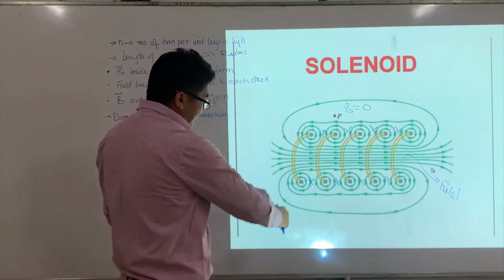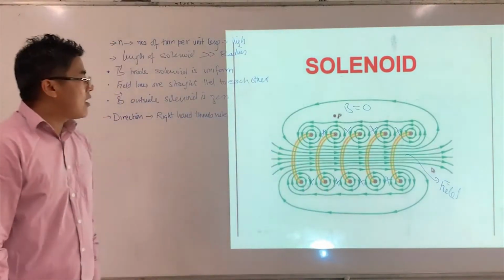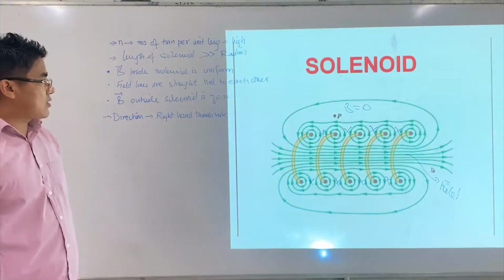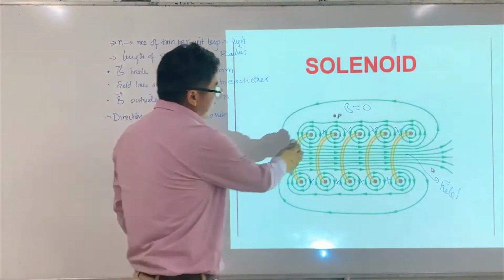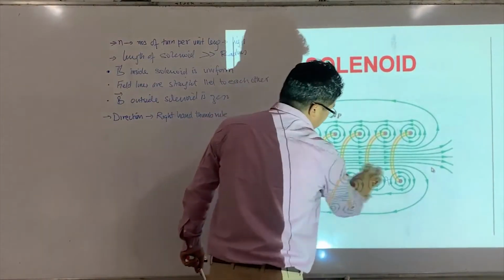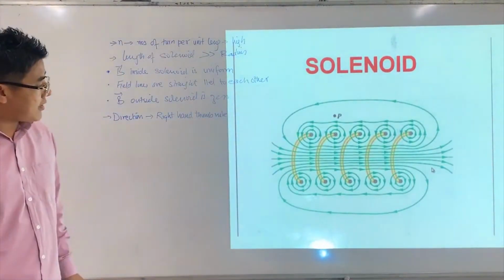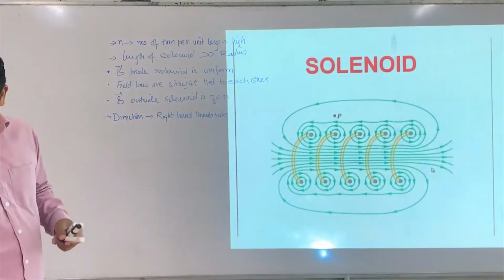So these two magnetic fields cancel each other. Therefore, there is no magnetic field between two current wires, right? So you should keep that in mind. This is the diagram. So we say that the magnetic field outside an ideal solenoid is 0, and the magnetic field inside the solenoid is parallel and uniform. So this is the diagram, right?